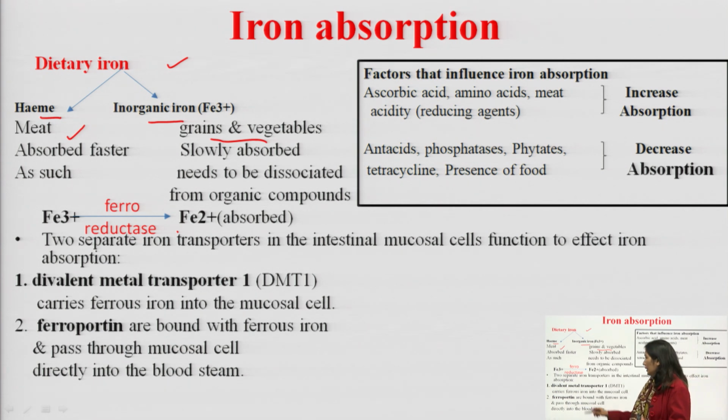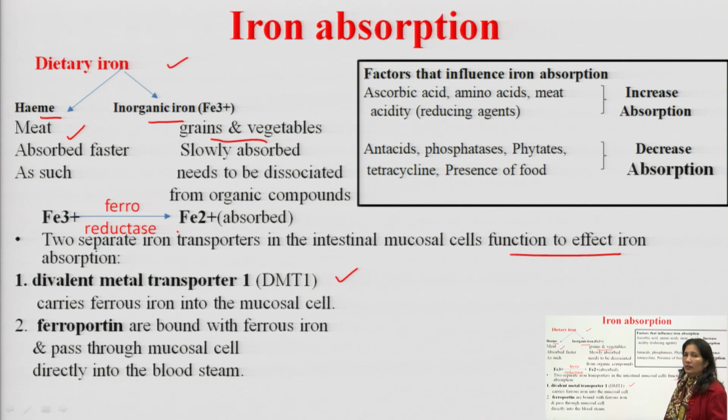Now, for the absorption, two separate iron transporters are present in the intestinal mucosal cell, which function to effect the iron absorption. One is divalent metal transporter 1, DMT1, and the other is ferroportin. Divalent metal transporter 1 carries ferrous ion into the mucosal cell. Ferroportin binds with the ferrous iron and passes it through the mucosal cell directly into the blood stream.